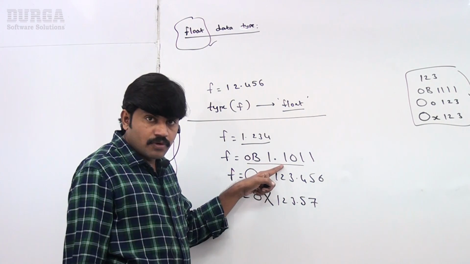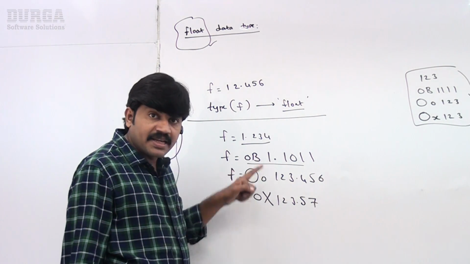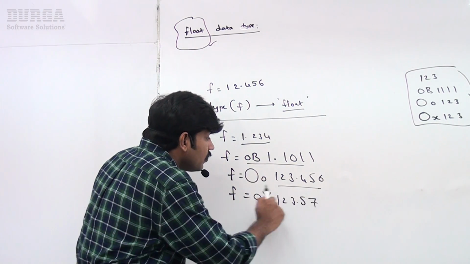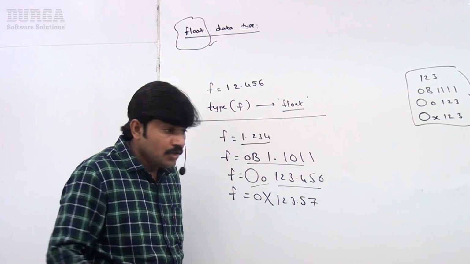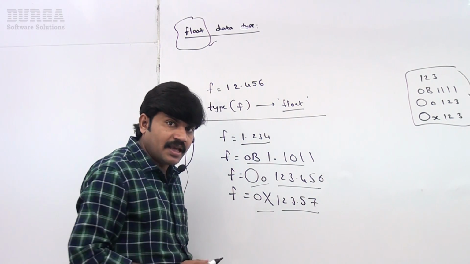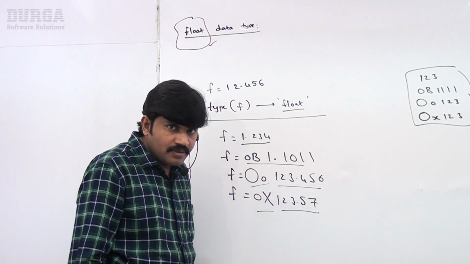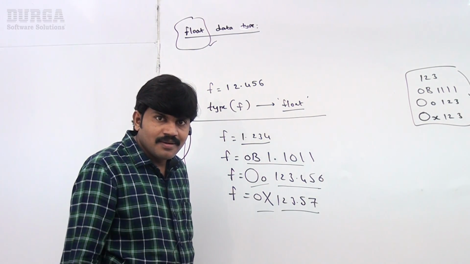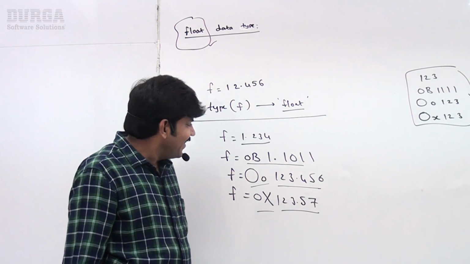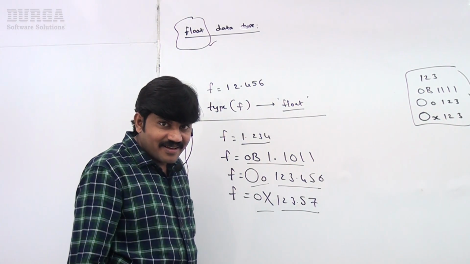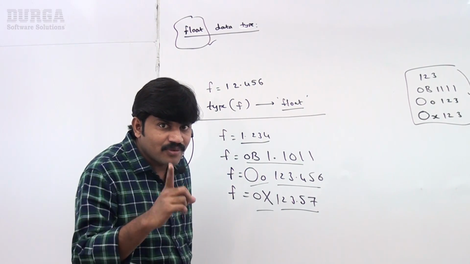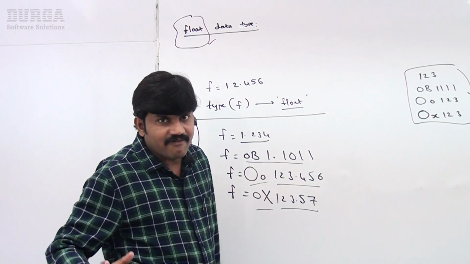A float value represented in binary form. Next, a float value represented in octal form. A float value represented in hexadecimal form. I hope everyone is able to understand, right? Respond. Everyone is able to understand, right? Remember, if you feel like this, I will scold you.